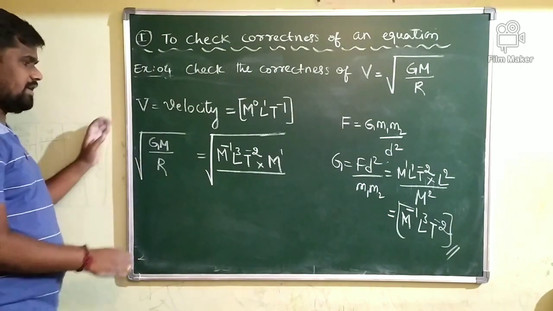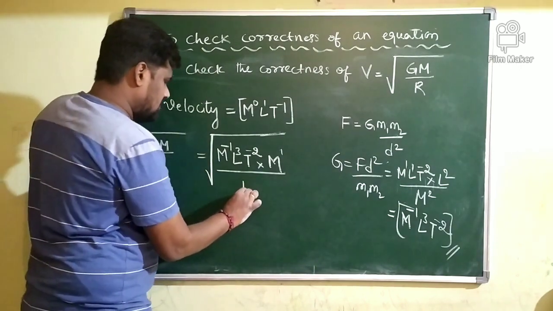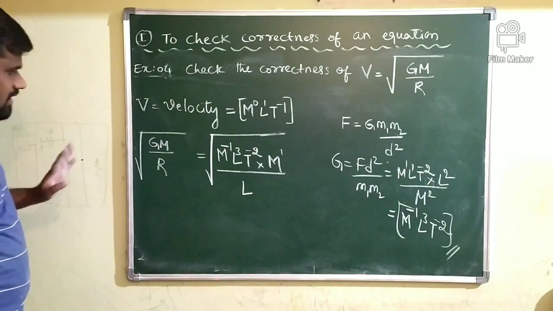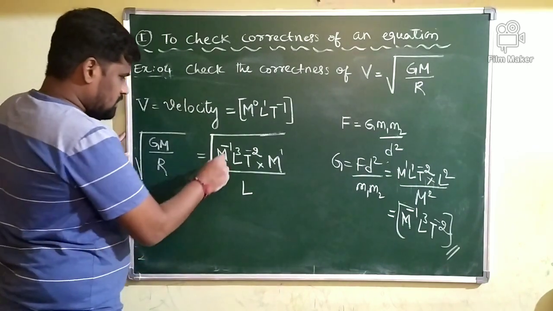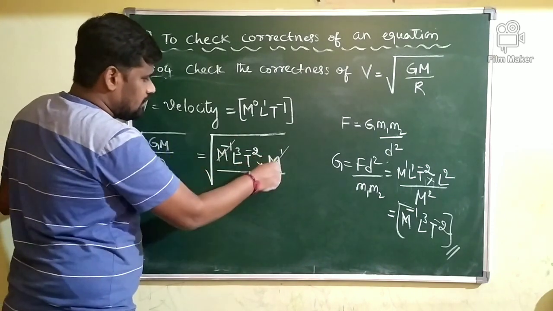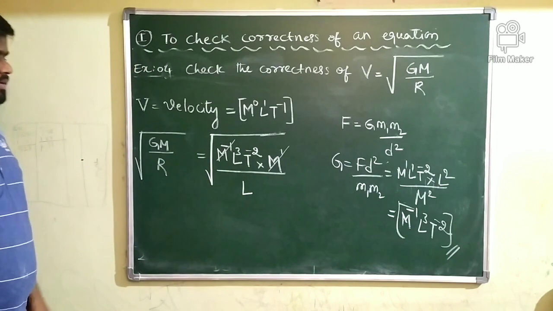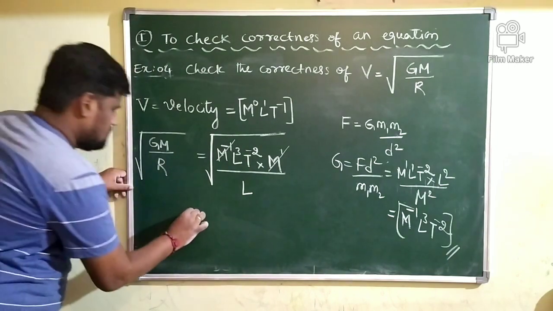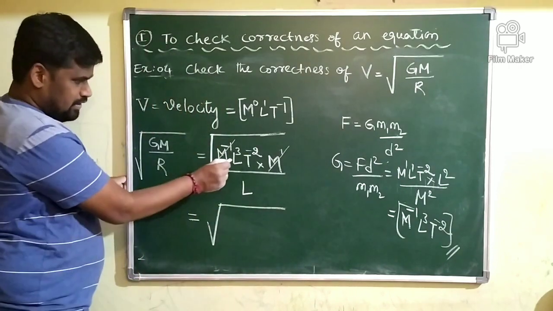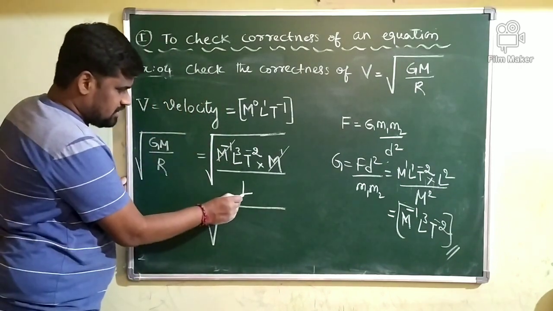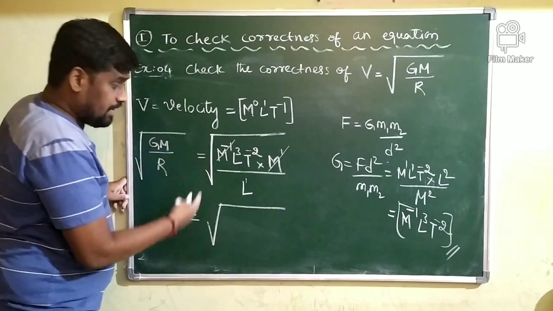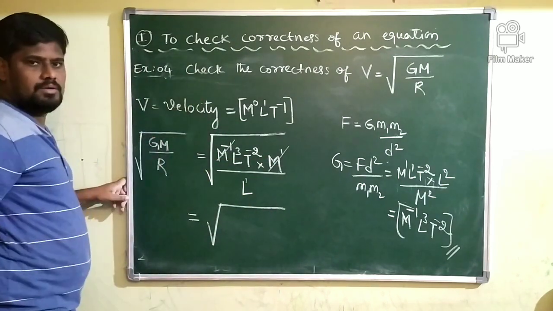Divided by radius. Radius is nothing but a length. Therefore, m to the power minus 1 gets cancelled with m to the power plus 1. Further, we are left with under root of L to the power 3. Take this L to the power 1 to the numerator. It will become L to the power minus 1.